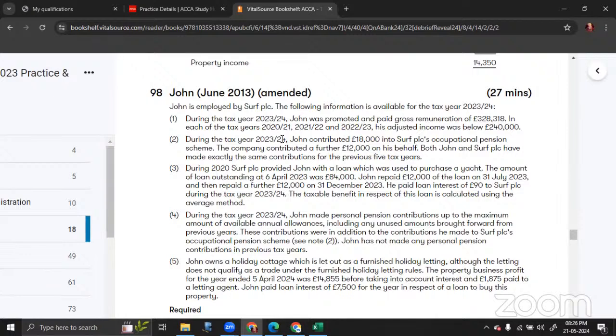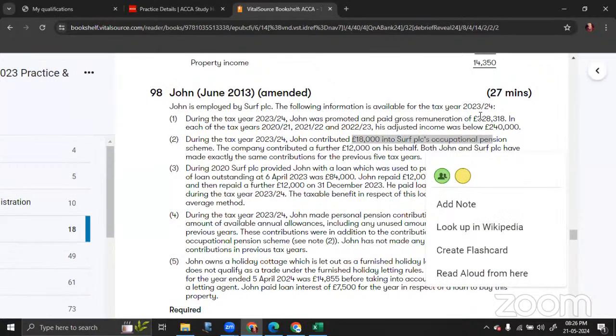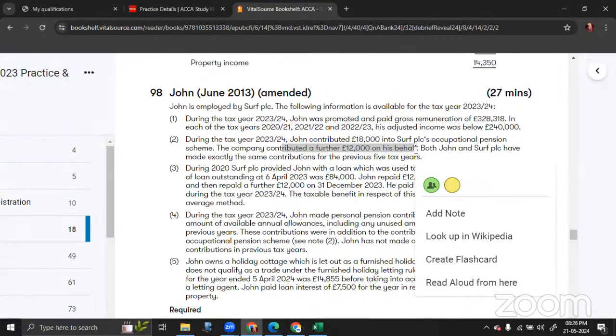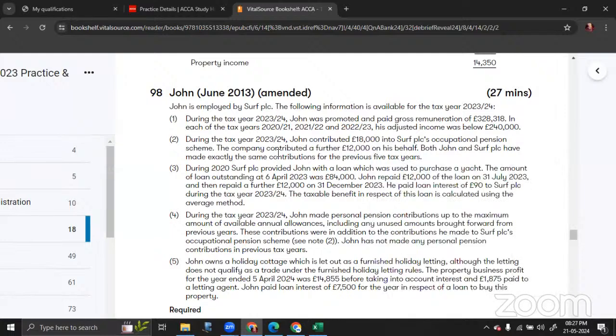During the tax year 23-24, John contributed 18,000 to his OPC, which is deductible from his salary. The company contributed 12,000 on his behalf. This is an exempt benefit, indicate 0. Both John and Surf have made exactly the same contribution for the past 5 years.